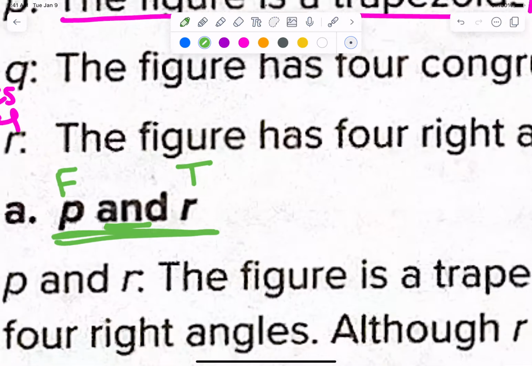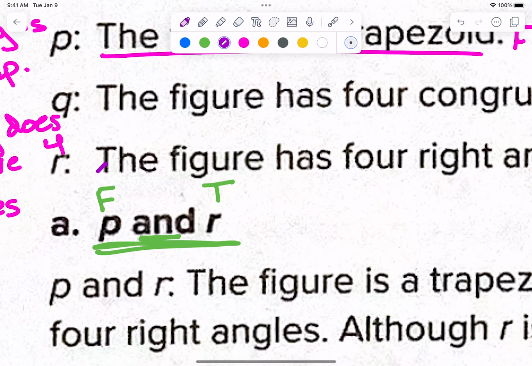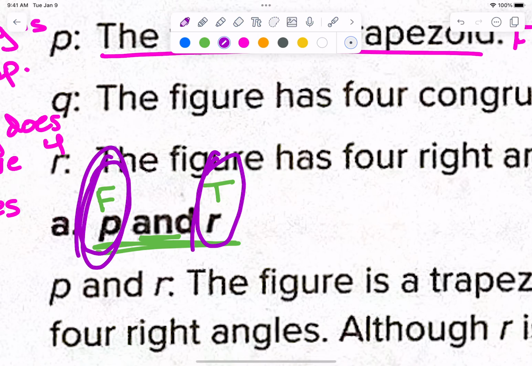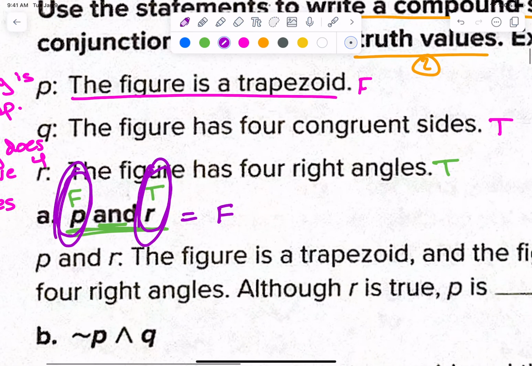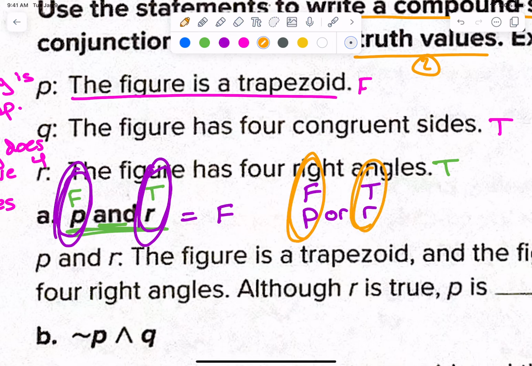When we're doing "and," we look at P and we say, is this one and this one true? Yes or no? No, so the whole thing is false. Right? That one and that one. Okay? Now what if I said P or R? P was false, R was true. Is this one or this one true? Yes or no? Yes, so that is true. Does that make sense? Okay?